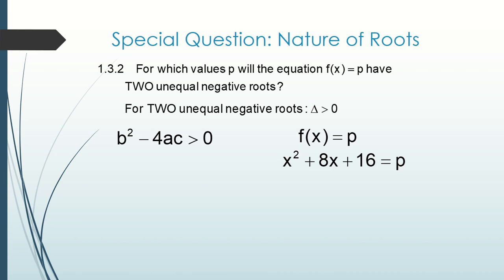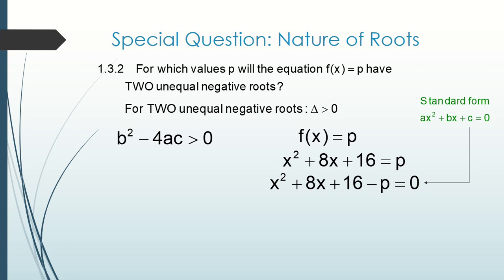And because it's quadratic, we are striving to get standard form. So we transpose the p, it becomes minus p. Now we have standard form. From here, we can get our values. a is 1, b is 8, c is 16 minus p. Because remember, p is just a number which we are going to get.